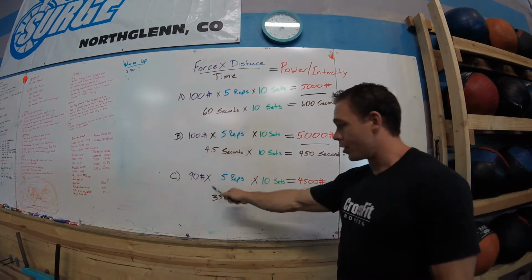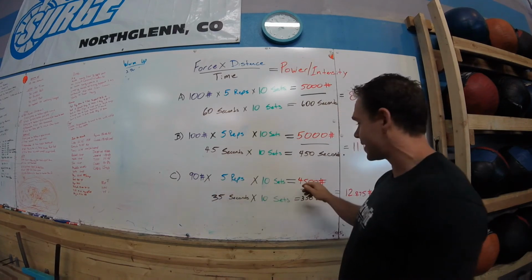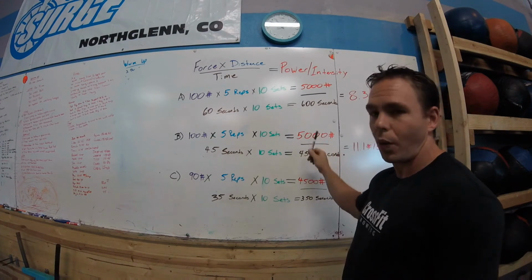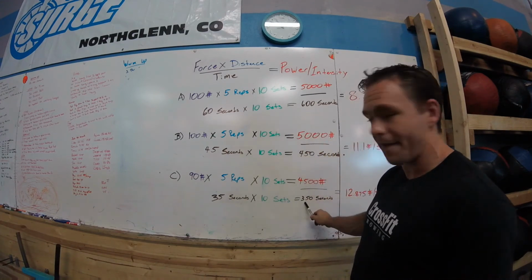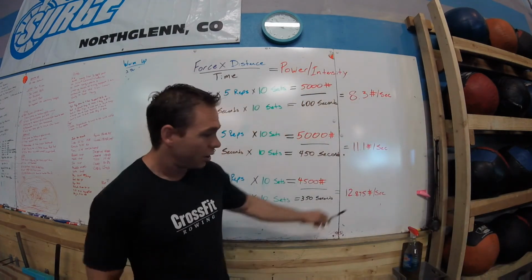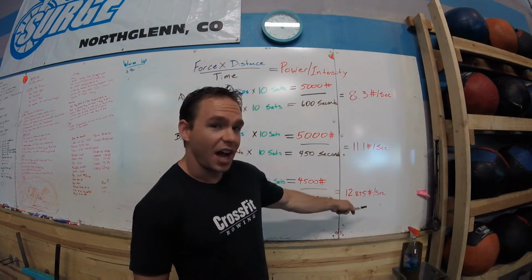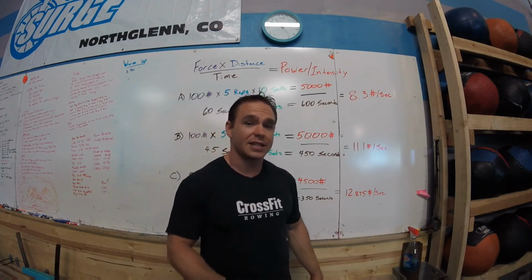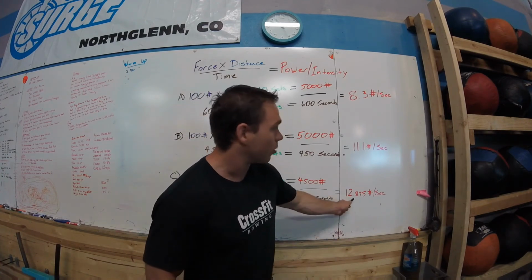But they're 90 pounds times 5 reps, that's going to be 4,500 pounds. So they're not moving quite as much load, but they're moving it faster. And in turn, their intensity rate is going to be 12.875 pounds per second, okay? So the point we're trying to make out of this, you guys, is the intensity rate. That's what we're shooting for, okay?